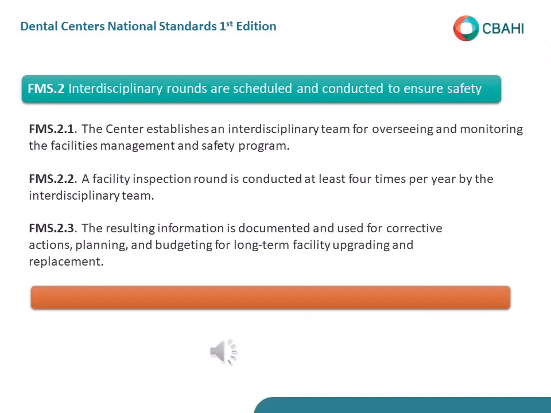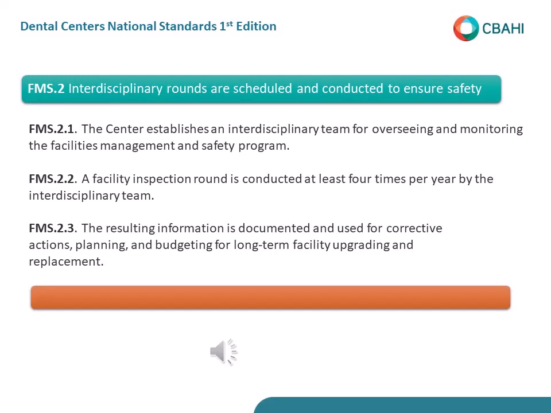So FMS2 reads, the interdisciplinary rounds are scheduled and conducted to ensure safety. So FMS2 is about the rounds and the inspection of the center. FMS 2.1, the center establishes an interdisciplinary team for overseeing and monitoring the facility management and safety program. So here the management of the center is required to compile a team from different departments to inspect the center and document all of the findings.